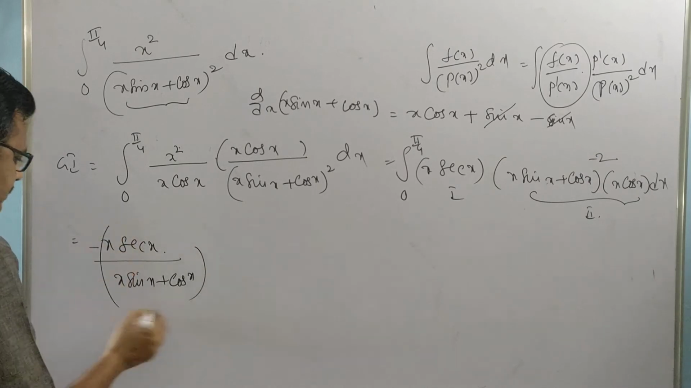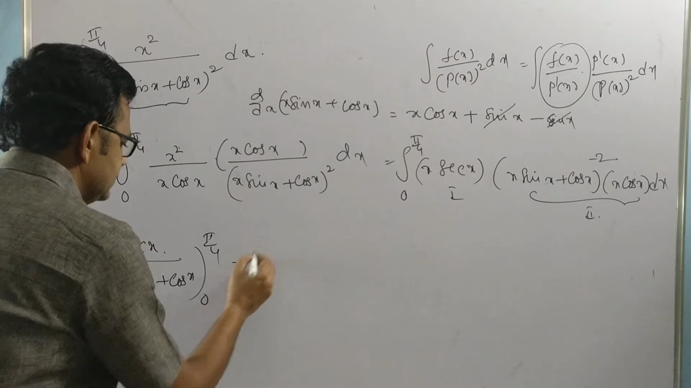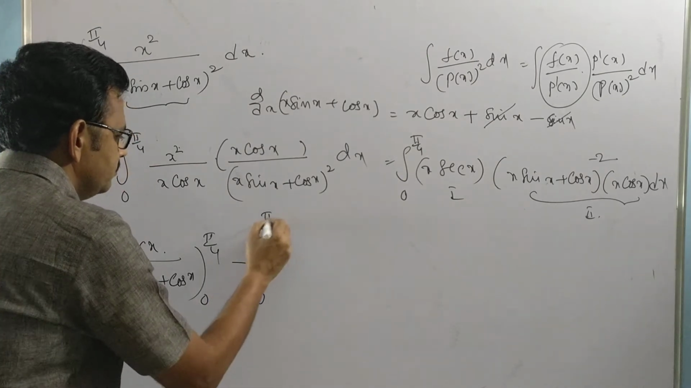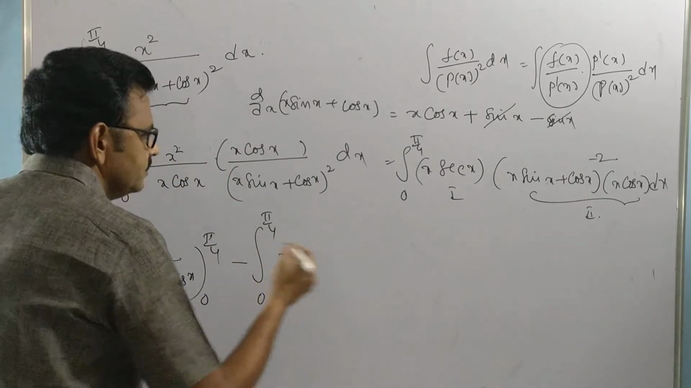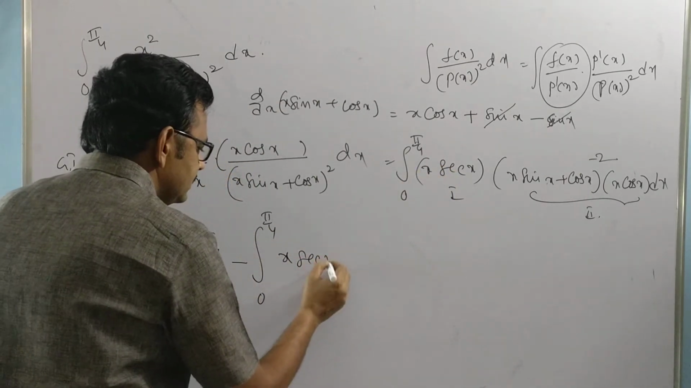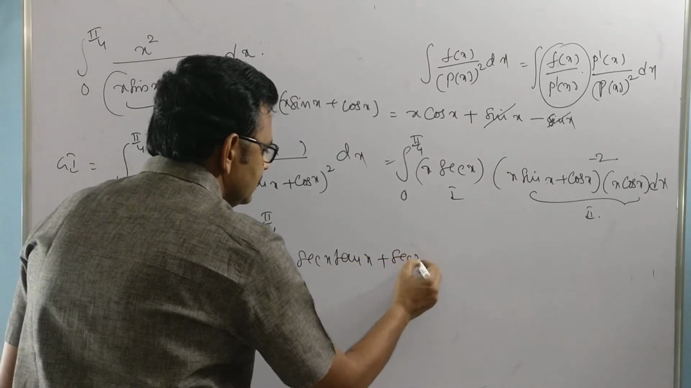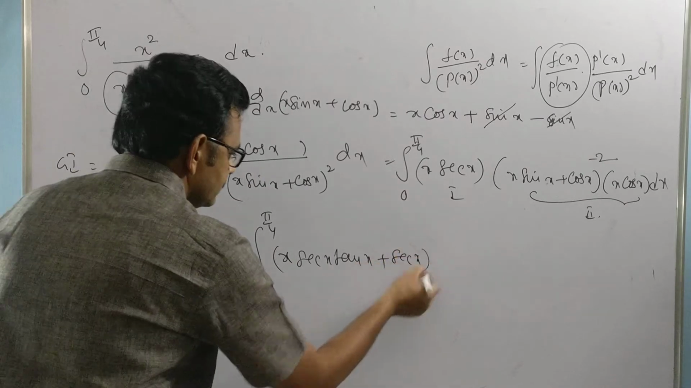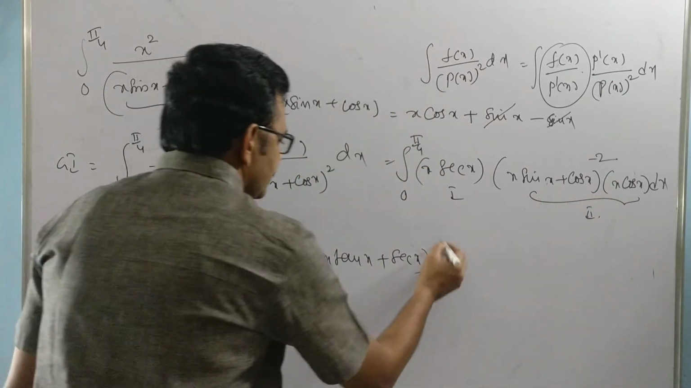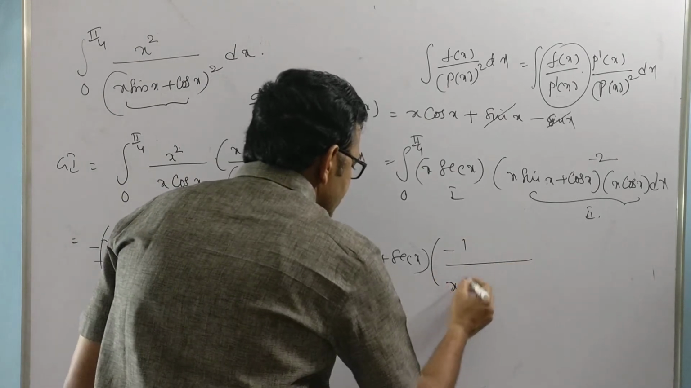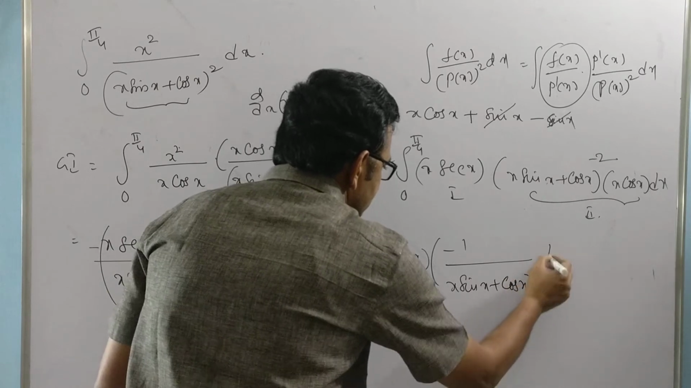Okay, these are the limits 0 to pi by 4, minus integral 0 to pi by 4 of the derivative of this. What is the derivative? x into derivative of secant x is secant x into tan x, plus secant x into derivative of x, which is 1. Okay, now the integral of this function is minus 1 by x sin x plus cos x dx.